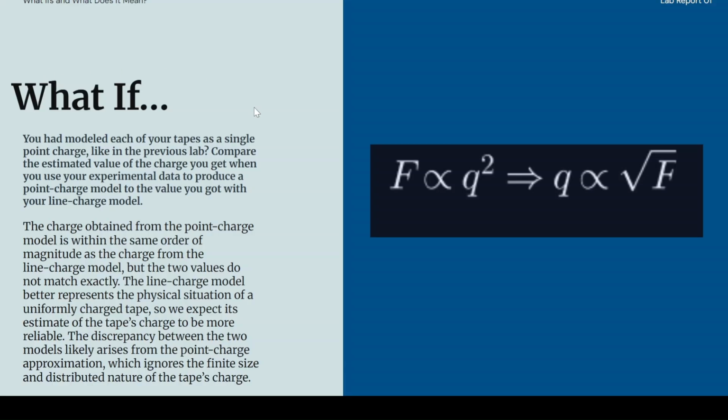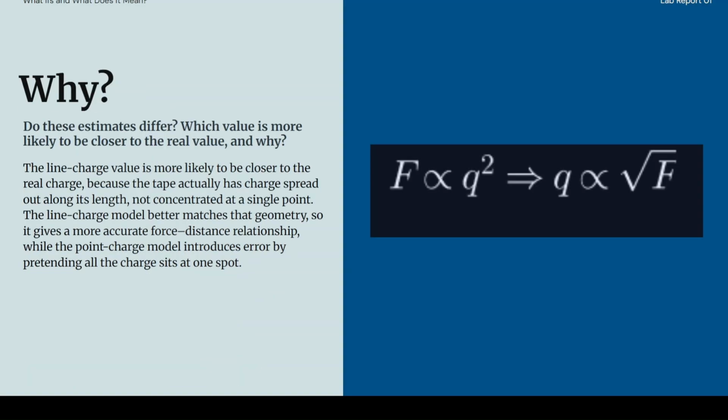What if we modeled both of our tapes as a single point charge? The charge obtained for the point charge was probably not the same as for the line charge model, which is what we use. The discrepancy between the two models likely arises from the point charge approximation, which ignores the finite size and distributed nature of the tape's charge. As for why these estimates differ, the line charge model is more accurate to the geometry, while the point charge model introduces error by pretending that all the charge sits on one spot instead of being distributed.